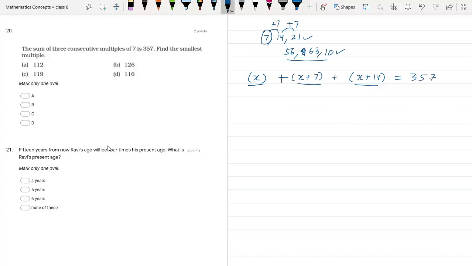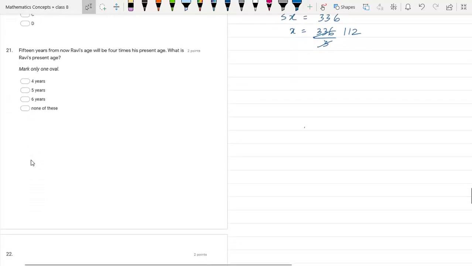Now if you see, like terms are x, so x can be added, x plus x plus x is 3x, 7 plus 14 is 21, is equal to 357. Now take this 21 to the right hand side, it becomes 357 minus 21. You subtract: 7 minus 1 is 6, 5 minus 2 is 3, 3 is there. x is equal to 336 upon 3, and if you solve you get 112 as the answer. So A is the correct answer because it is the smallest multiple. If they were asking for the highest, you could have added 14 to this and you would have got the highest multiple also.